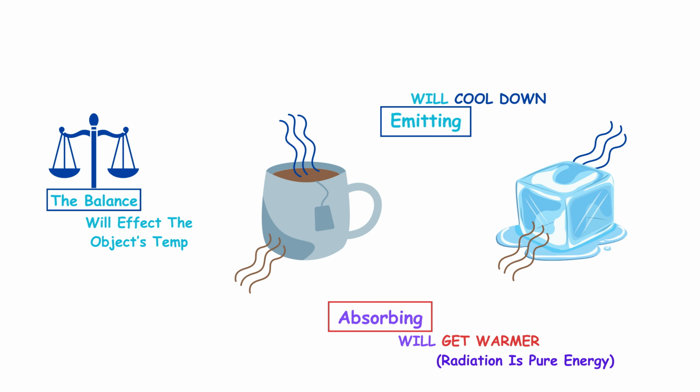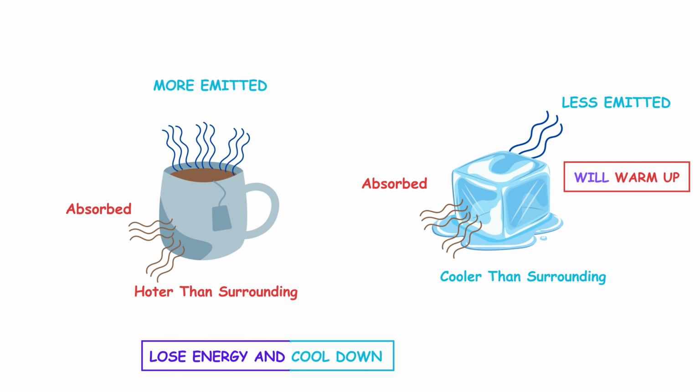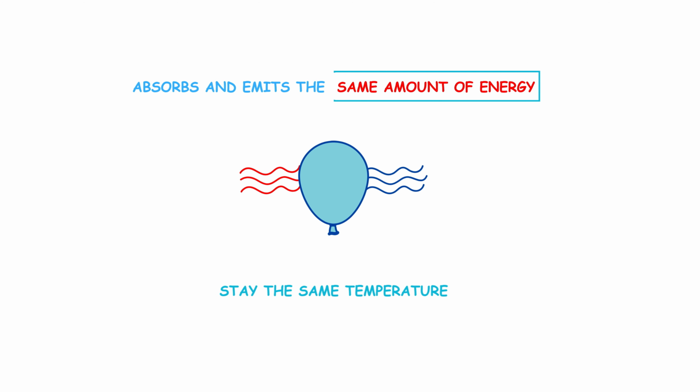For example, if we take a hot object like a cup of tea that is warmer than the surrounding air, it will emit more radiation than it absorbs, leading to a gradual loss of energy and a decrease in temperature. In contrast, a cold object like an ice cube, which is cooler than the surroundings, will absorb more radiation than it emits, causing it to gradually warm up over time. However, if an object reaches a point where the energy it absorbs is equal to the energy it emits, it will maintain a stable temperature because it is neither gaining nor losing heat energy overall.